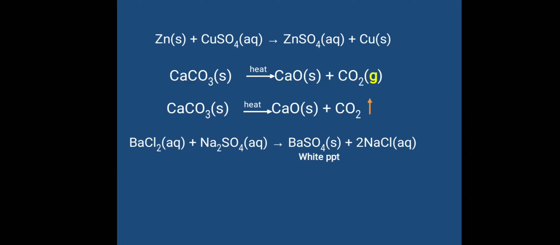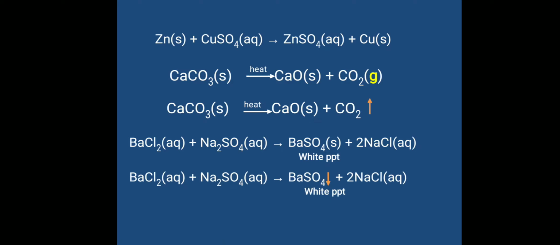Next, when the solution of barium chloride reacts with the solution of sodium sulfate, a white precipitate of barium sulfate is formed along with sodium chloride. Here the white PPT of barium sulfate is formed. So I have written white PPT and in brackets S, which is insoluble. So this can be written by using an arrow pointing downward. So PPT can be represented by an arrow pointing downward.